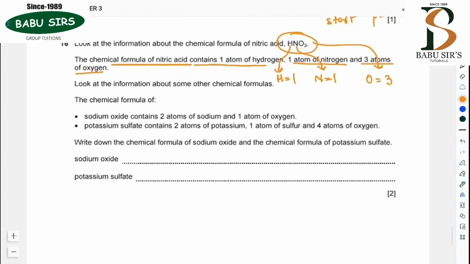Looking at the information of some other chemicals. Now they are telling you there are some other chemicals also. The chemical formula of sodium oxide. So sodium is Na and oxide is O. Contains 2 atoms of sodium. So sodium, I'll write it 2 here, and 1 atom of oxygen. So oxygen, I'll write it 1, or if I don't write 1, that is also okay. Write down the chemical formula of sodium oxide. So sodium oxide is Na2O.